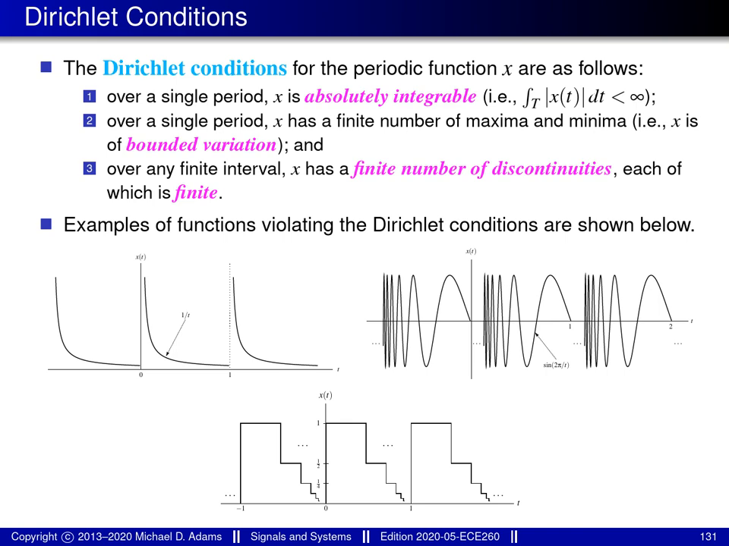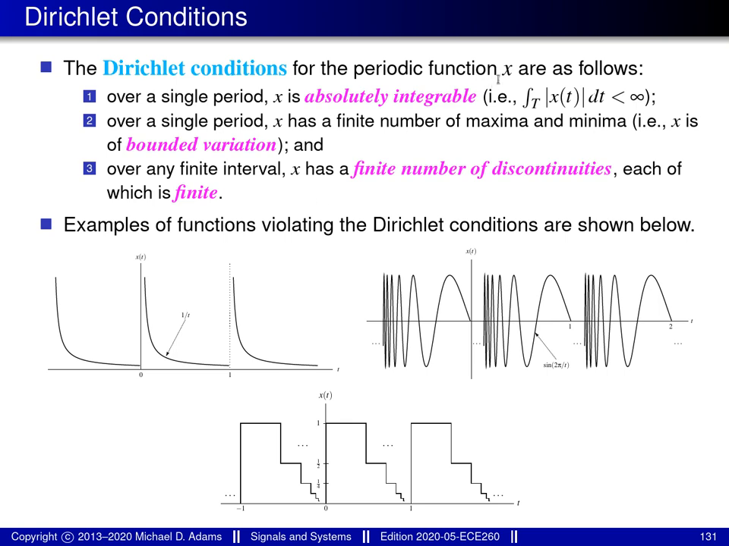Before I can present the next convergence result for Fourier series, I first need to introduce what are known as the Dirichlet conditions for a periodic function. So the Dirichlet conditions are a set of three conditions that a periodic function may or may not satisfy. So let's look at these conditions in more detail.